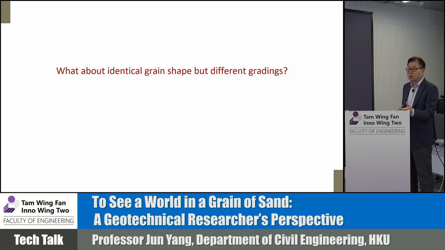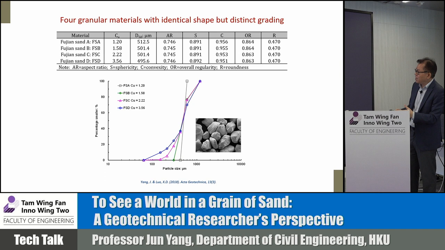So here we prepared four Fujian sands with different gradations, gradation A, B, C, and D. But they have almost similar particle shapes. And then we would like to look at how gradation influenced the behavior of sand, including the liquefaction resistance.